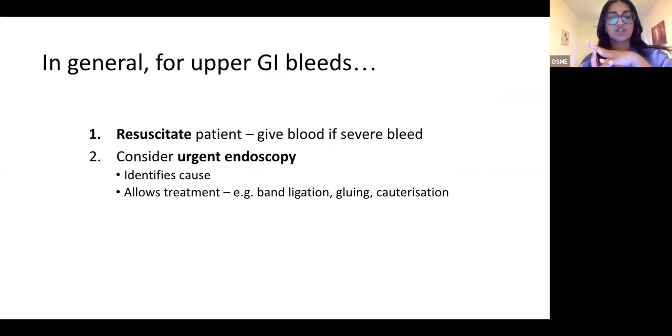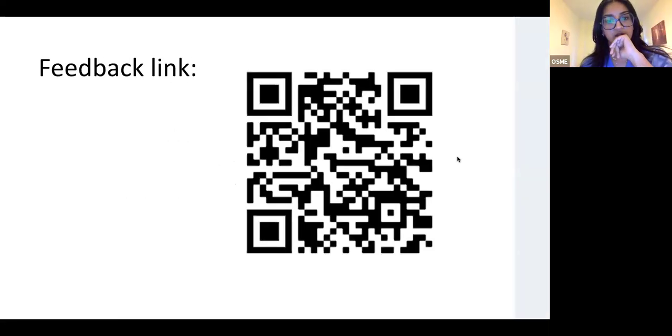As we saw, there's such a wide range of causes, and it's really hard to be sure without actually putting a tube in and visualizing it. And the endoscopy also lets you treat it. So there are various methods of treating if they, for example, have a bleeding varix. You can do band ligation, also gluing, cauterization if there's a point source of the bleed, etc.